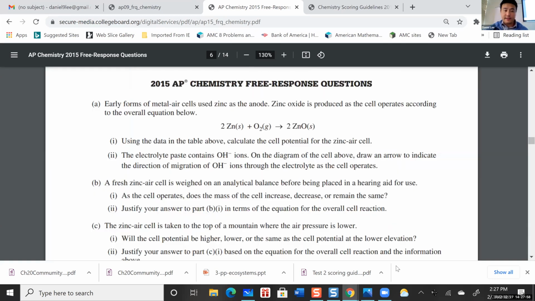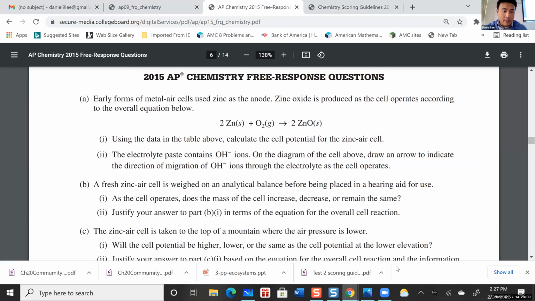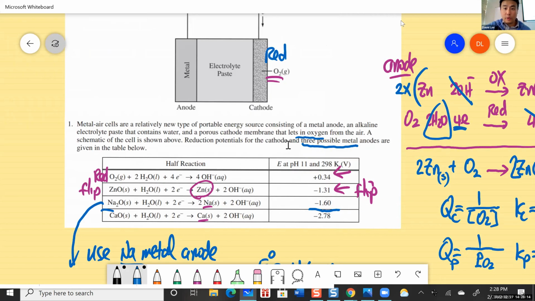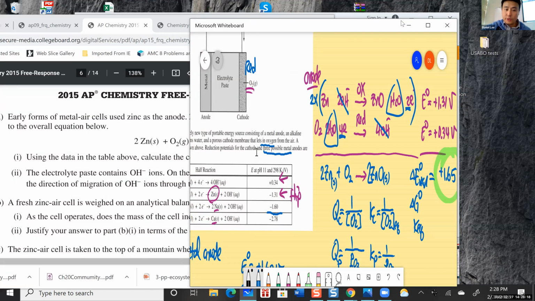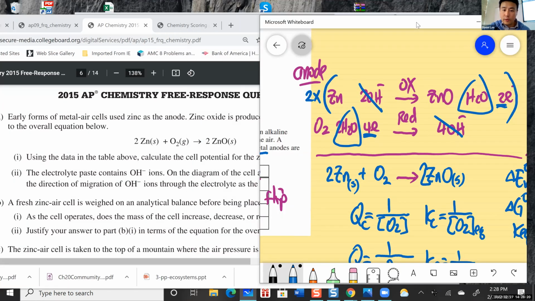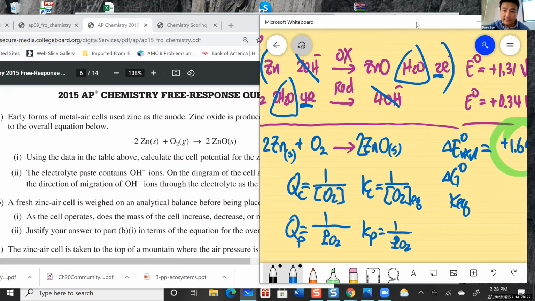So if you look at this one here, early forms of metal air cell use zinc, which is what we did, right? And zinc oxide is produced. Isn't this the overall reaction that we did? Yeah. So do we need to do this ourselves? No, they give you the overall reaction. Again, I'm going to show you side by side.